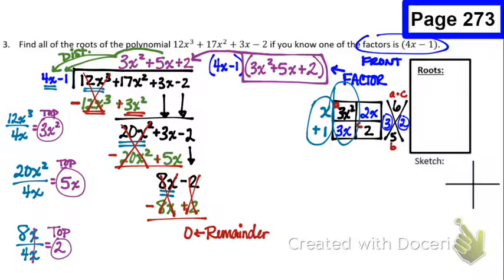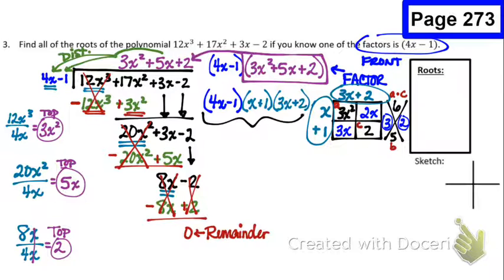What about 3x squared and 3x? Not just x. 3x. I can take a 3 out of both pieces. 2x and 2? 2. Positive or negative 2? Positive. So fully factored, I have 4x minus 1, I have x plus 1, and I have 3x plus 2.